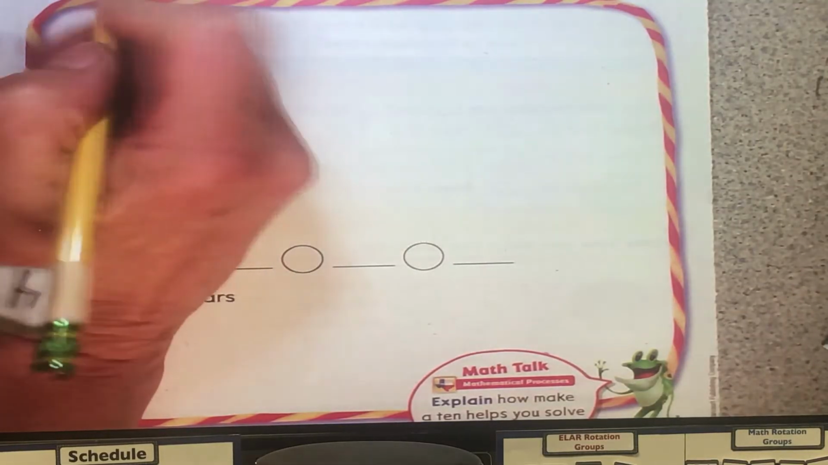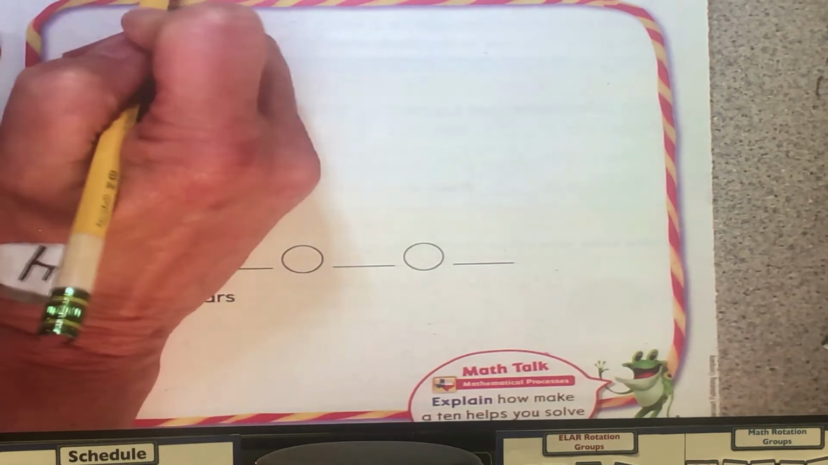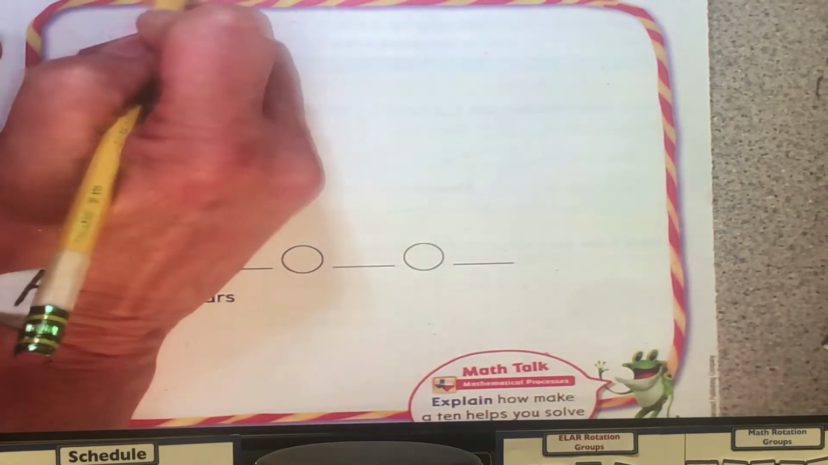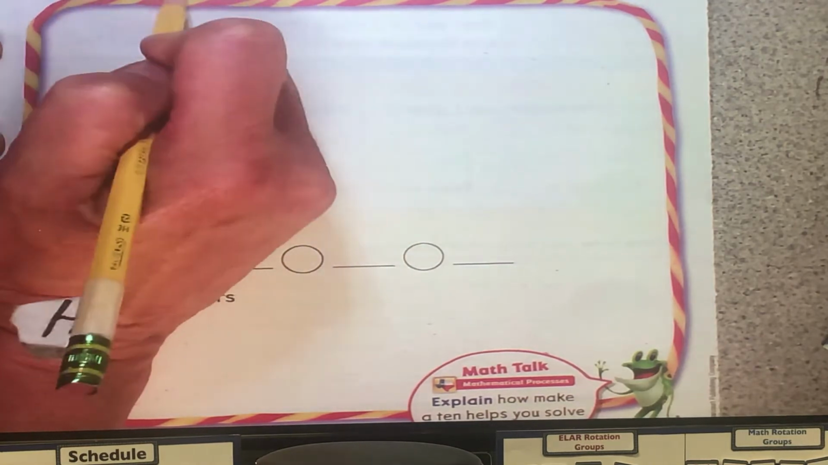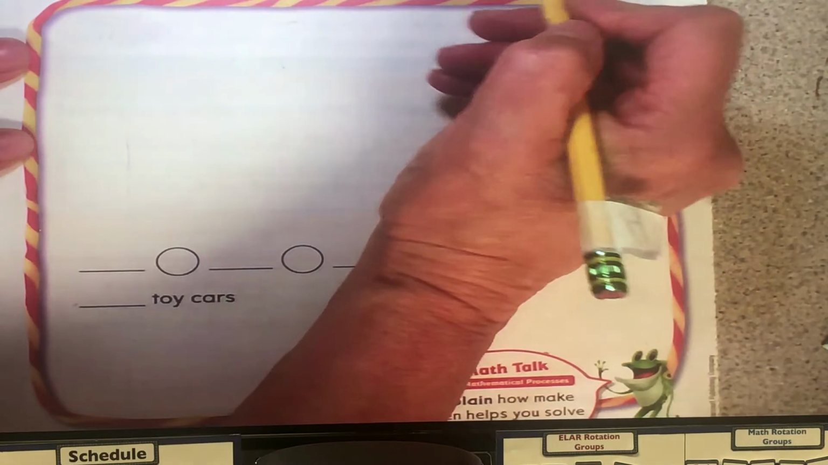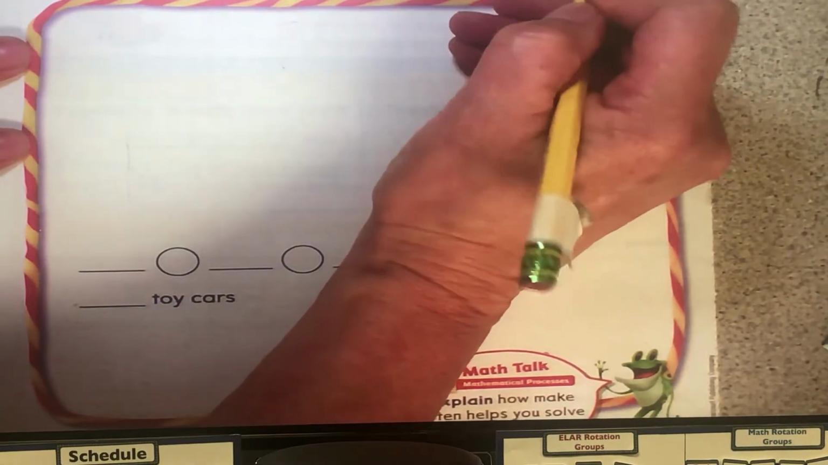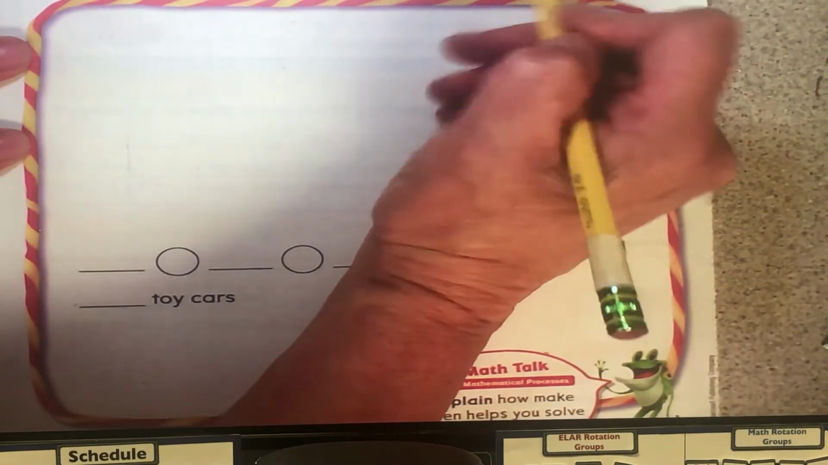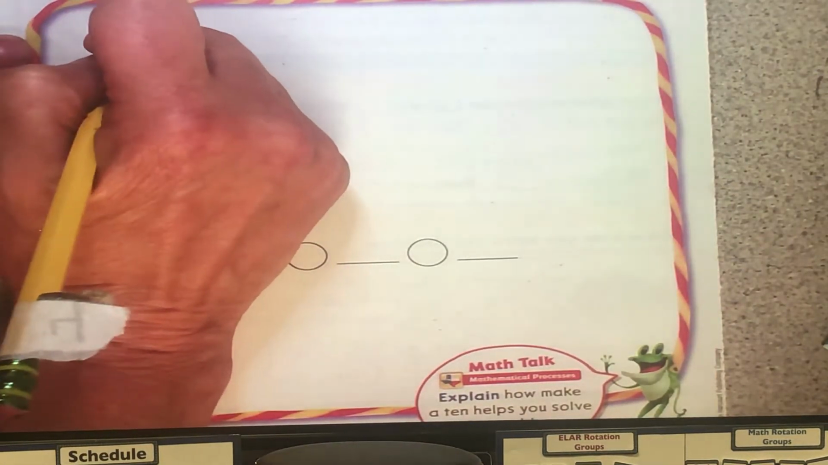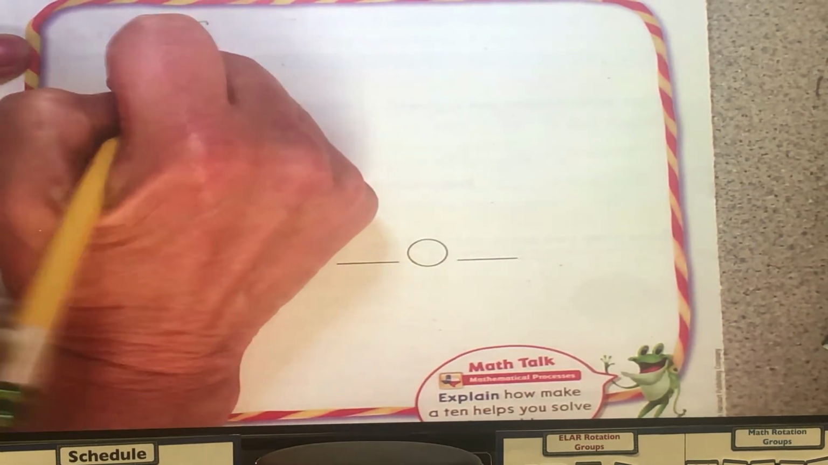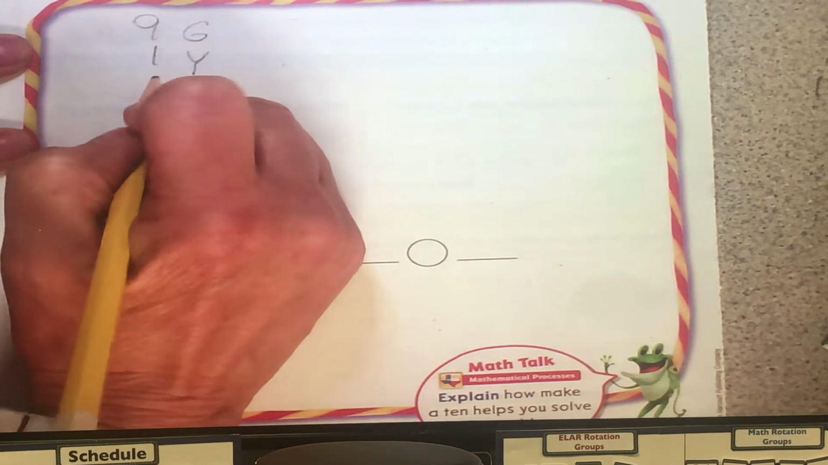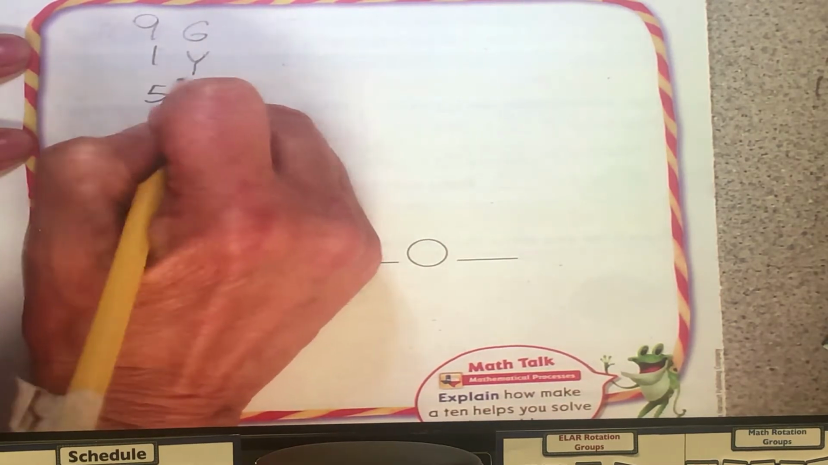Here we go. Draw a picture to solve. The problem is Mark has 9 green toy cars. He has 1 yellow toy car. He also has 5 blue toy cars. How many toy cars does he have? Well, let's ask ourselves, what information am I given and what is my plan or strategy? Well, the information is Mark has 9 green cars, he has 1 yellow car, and 5 blue ones.